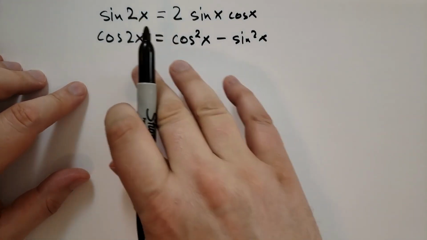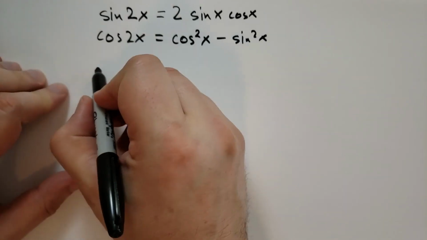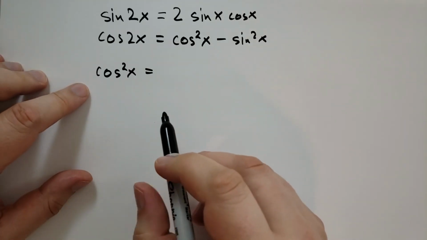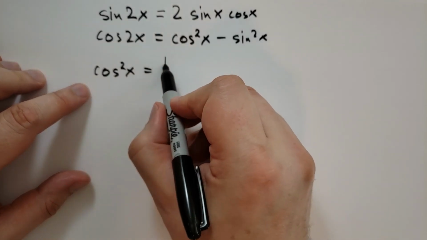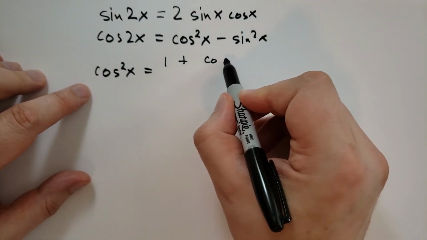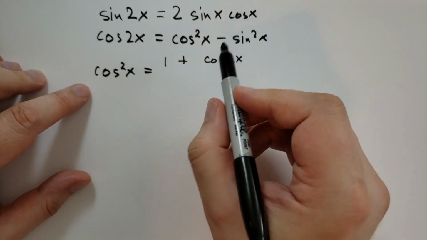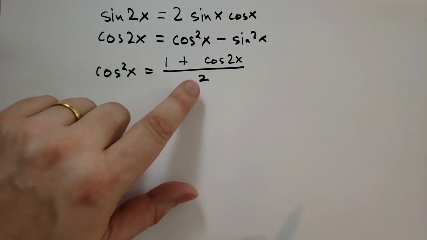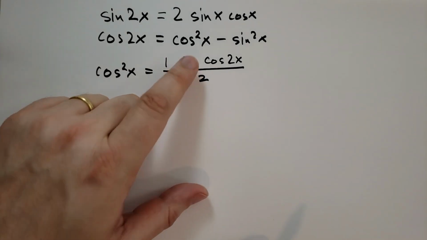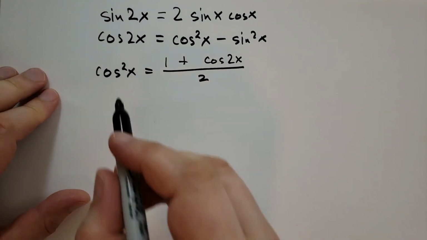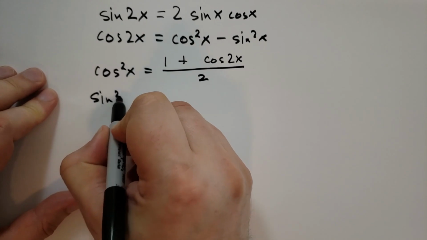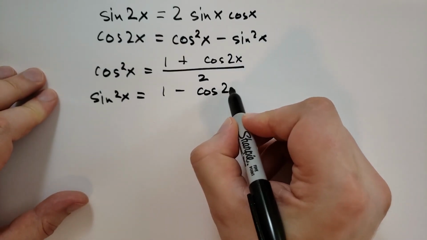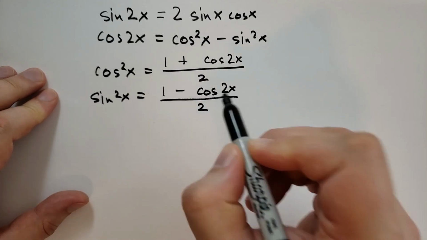Okay? And then we can turn this formula around and we can calculate that cosine squared of x is going to be 1 plus cosine of 2x all over 2. Okay? I'm not going to tell you how to do this. It's not in the book. This is a fun little game for you to figure out how to solve this. And sine squared of x is going to be 1 minus cosine 2x all over 2.